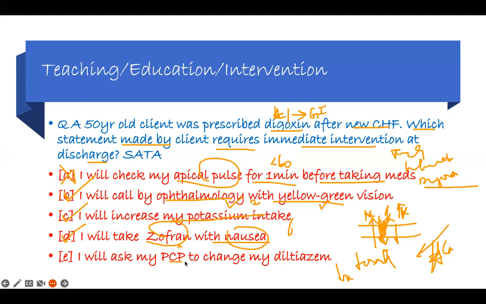I'll ask my PCP to change my diltiazem. Yes. So this is one thing you have to avoid in digoxin: low potassium, low magnesium, and high calcium. So calcium channel blockers, you should not take them, because if you block calcium, that means there's going to be high calcium in your system. So you should avoid calcium channel blockers. So this is right. So that's B, C, D is the right answer. Very important topic with a good question for you to think about that medication.